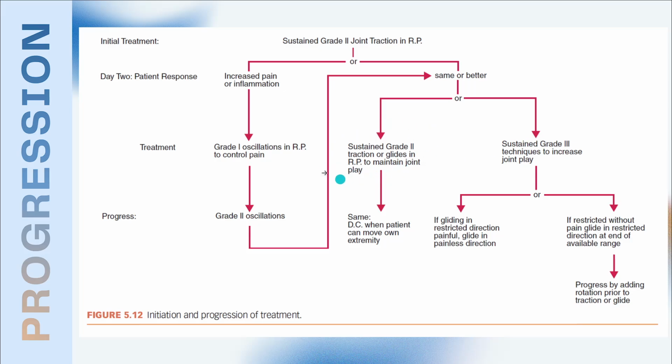Okay, if you go here, you go here. Sorry, I got a bit confused. Even I'm getting confused. Okay, so if it's the same, you applied a grade 2 traction or gliding in resting position to maintain joint play.